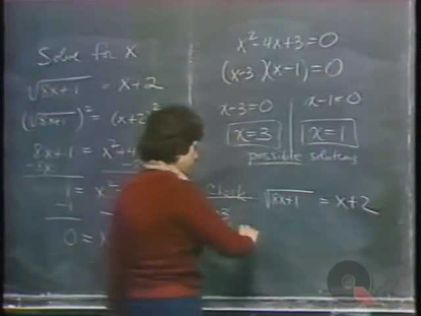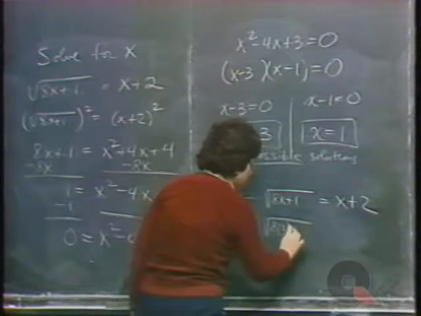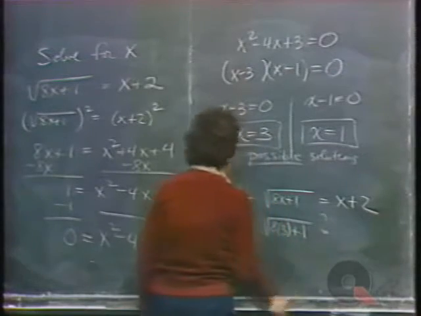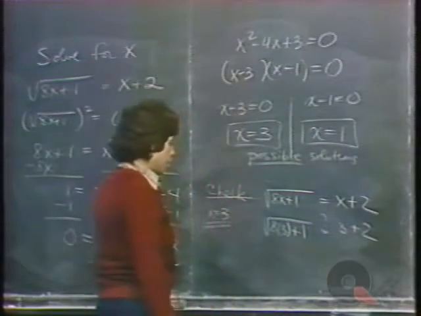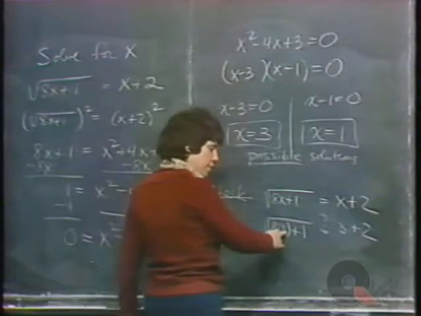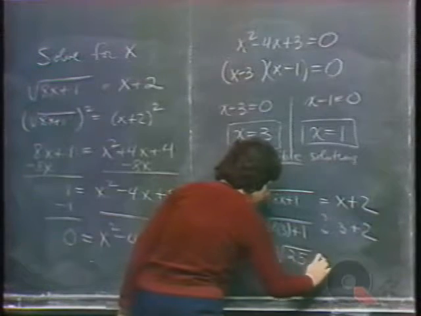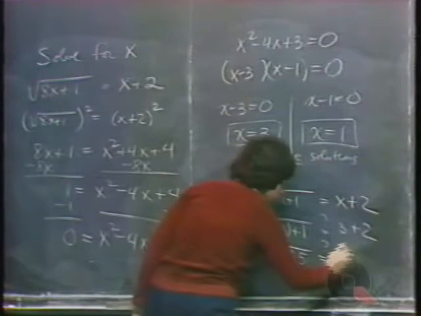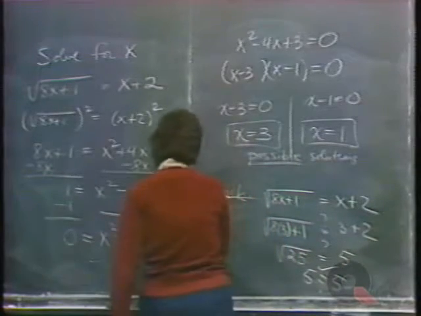Substituting in x equals 3, we get the square root of 8 times 3 plus 1 should be equal to 3 plus 2. Here we have 8 times 3, 24 plus 1, 25. The square root of 25 should be equal to 5, and of course it is. 5 is equal to 5, and that checks out.